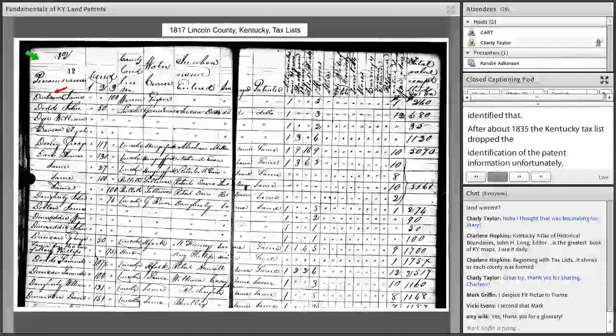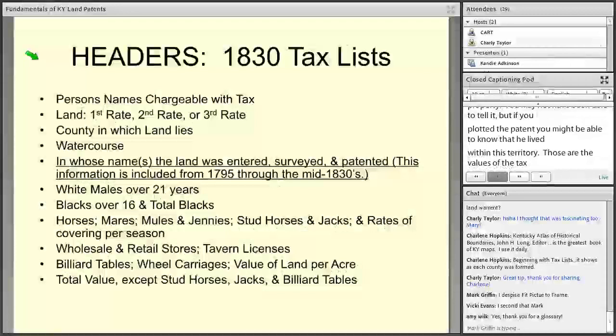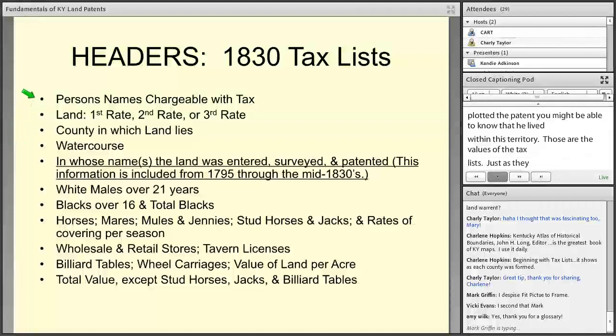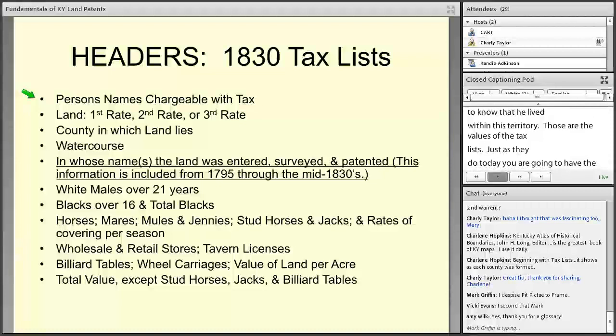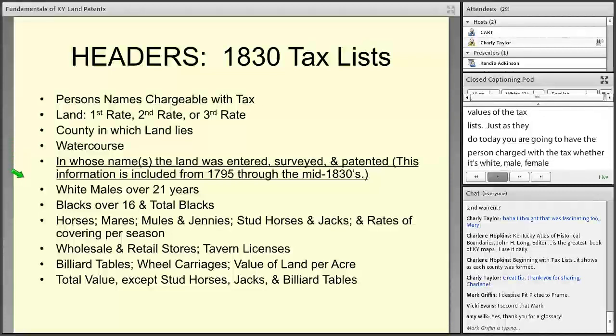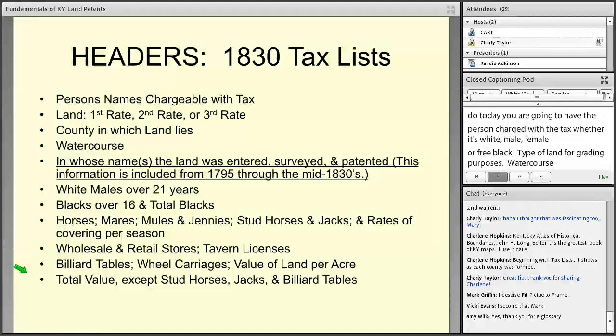You may not have been able to tell it by deed, but if you plotted the patent, you might be able to know that he lived within this territory. So those are the values of the tax list. Just as they do today, the headers or the tax collection requirements changed. Every year, you're going to have changes. You're going to have the person chargeable with the tax, whether it's white, male, female, or free black, the type of land for grading purposes, the water course, and the patent information, and other information, including your billiard tables reported for tax purposes, wheel carriages, and even your total value except stud horses and jacks.